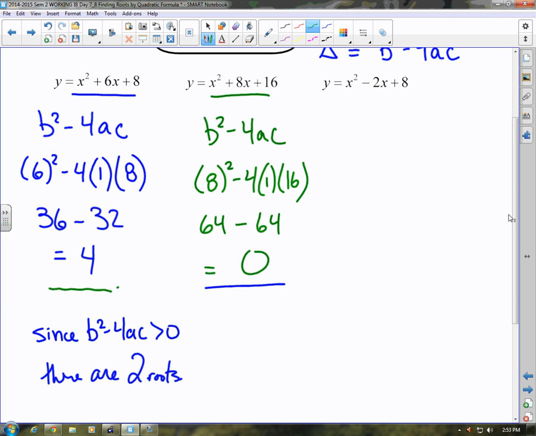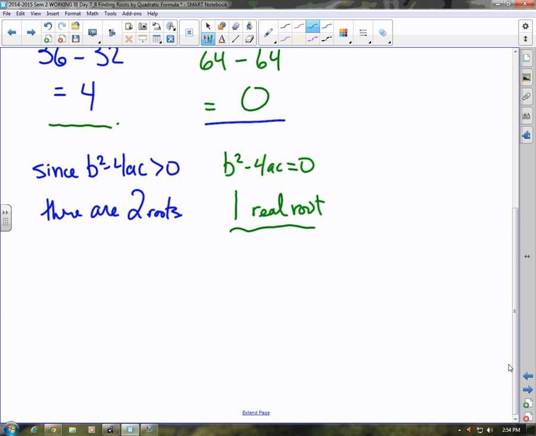What are you going to do with that 0? You're going to take the square root of 0. What are you going to do with that? Well, you're going to add it and divide by 2a, and you're going to subtract it and divide by 2a. If you're adding 0 or subtracting 0, you're getting the same answer, right? And that's why this one, since it equals 0, there is only 1 root. And we use some different terms: there's 1 real root. Okay, there's only 1. And we saw this from this one. The only root is x equals -4.